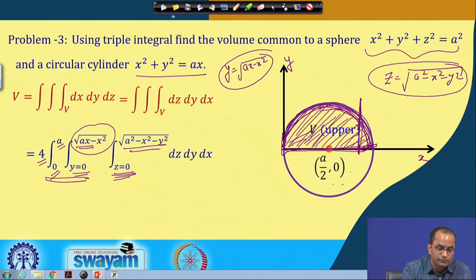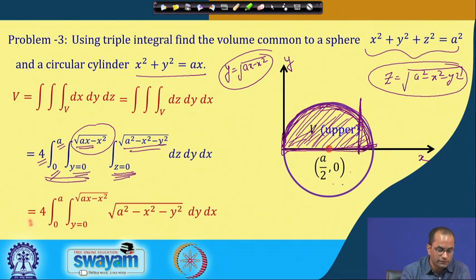So, now we need to just do the evaluation of this integral, and we can do the inner one first with respect to z. So, that will be z and then the upper limit, square root of a square minus x square minus y square, dy dx. Now this is the double integral which we are well familiar with. So, we can easily evaluate this integral.